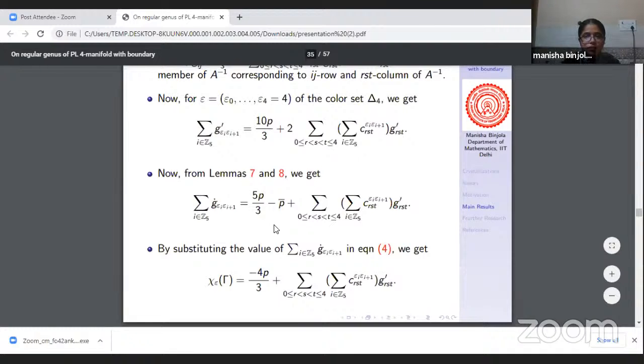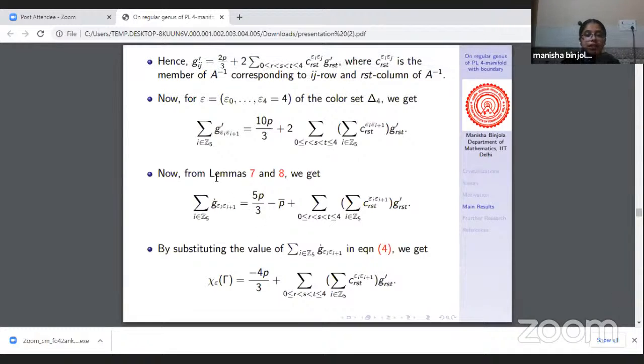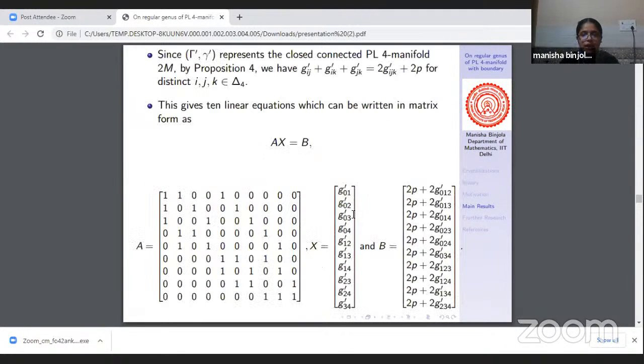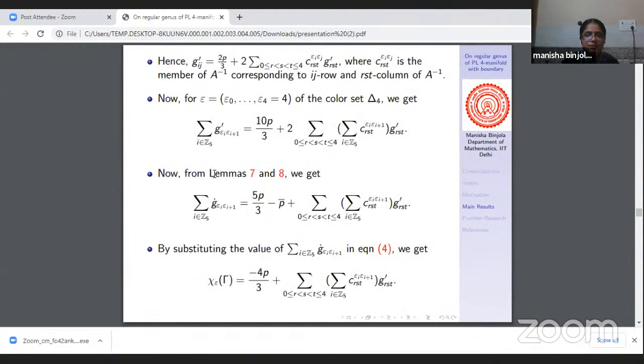Now we have this black screen. Okay. G dash Ij equals this form, which is at the very top. G dash Ij is what? We have solved X, and this column consists of G dash Ij. So from here we get the value of G dash Ij.